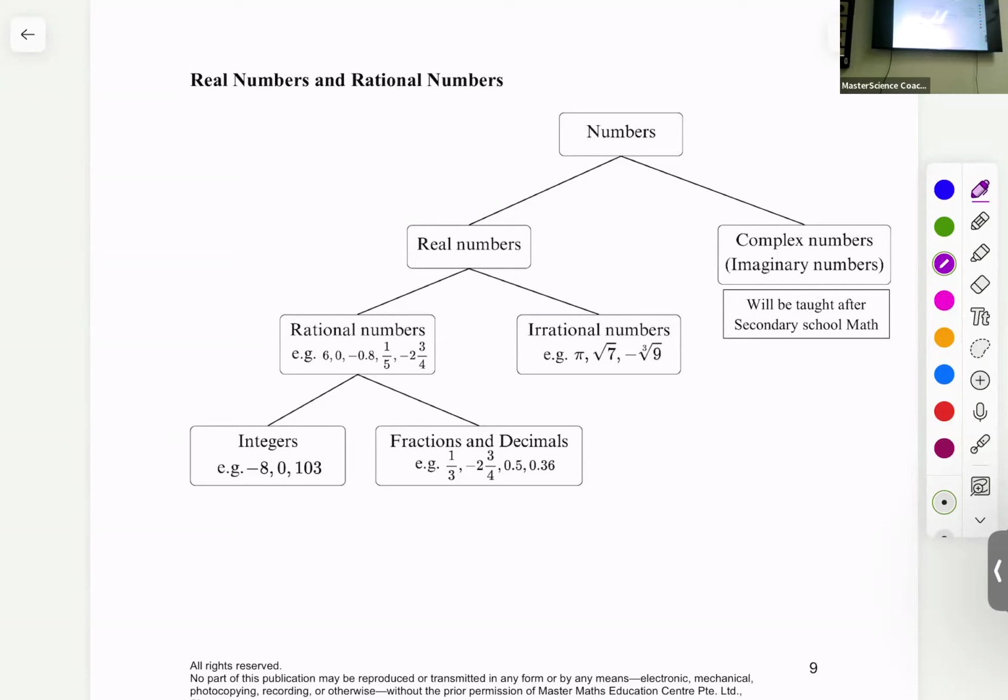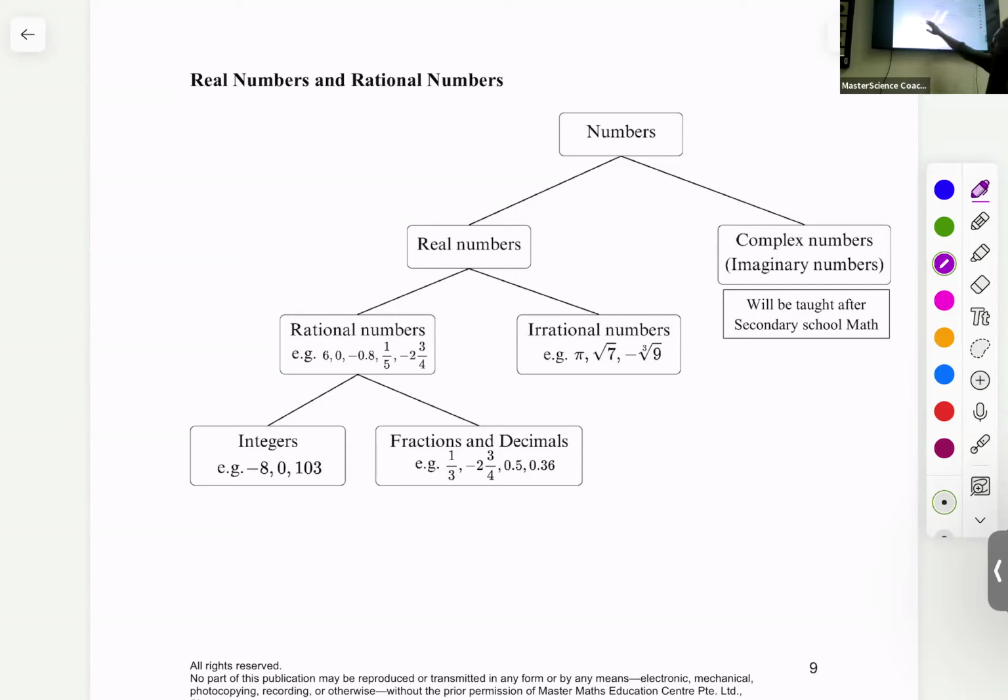It can go on for thousands and thousands of numbers. So if I want to change this to a fraction, cannot. It will not be 22 over 7. 22 over 7, 3.14, all these are approximations, not the exact value. So these are known as irrational numbers.